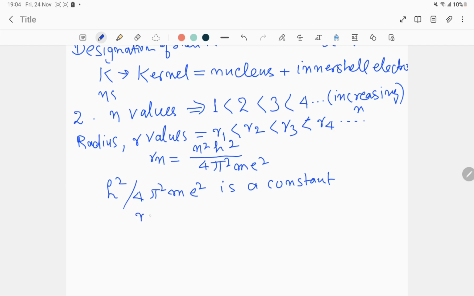Therefore, Rn is equal to n square into constant, or Rn is directly proportional to n square. This means that with the increase of the quantum number, there is increase in the distance between nucleus and the electron.